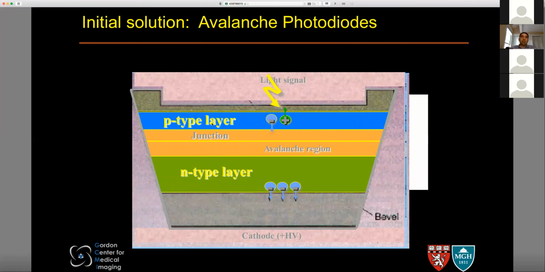You have a solid state detector with a PN junction where the light comes in, and then that junction gets you your electric signal out without going through any vacuum.